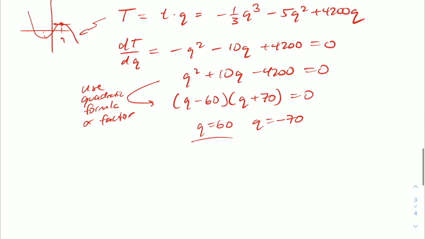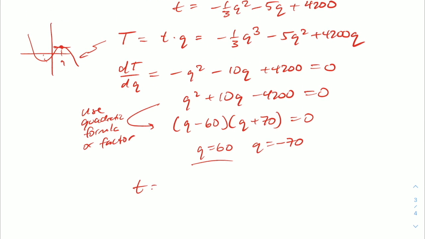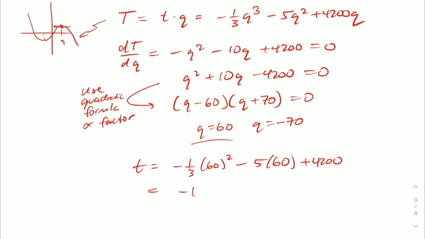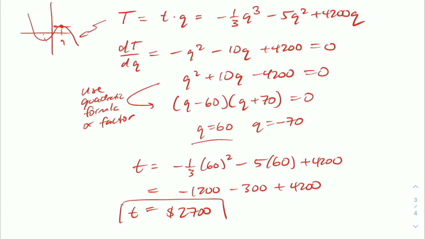We take that 60, we plug it into our tax formula. We get negative 1/3 times 60 squared minus 5 times 60 plus 4200. And we get negative 1200 minus 300 plus 4200 equals 2700. And that's our amount that we should add to each unit to maximize the tax revenue.